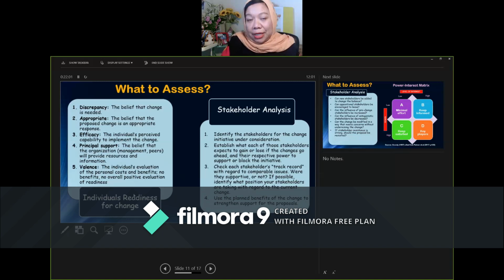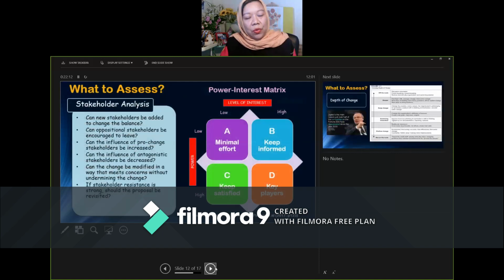Remember, in the organization, employees make up the organization. You need people, you need the team, you need to drive the change. And of course, we also do the stakeholder analysis. Later on when we go through the project, you have to apply all this.